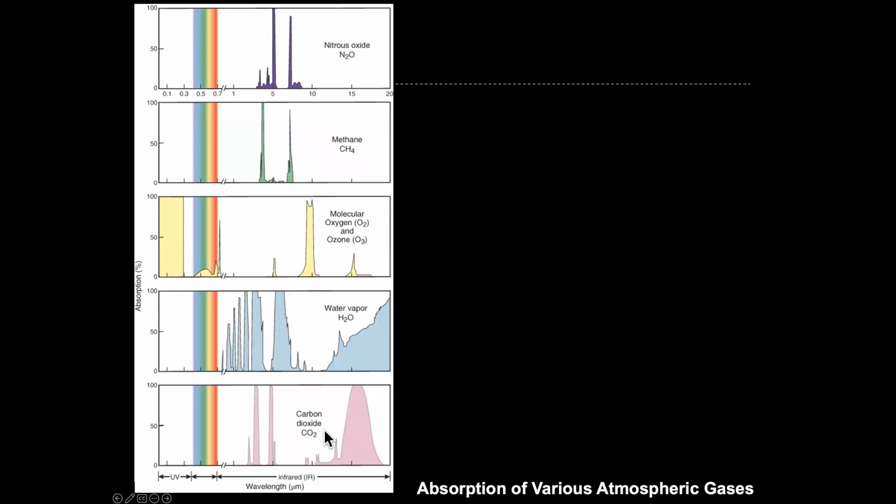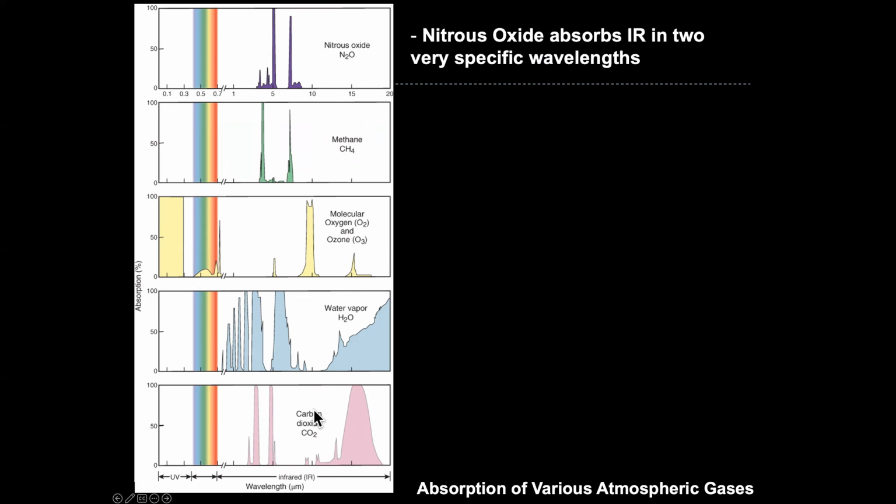So let's look at this. Here we have various molecules: nitrous oxide, methane, molecular oxygen, water vapor, CO2. Nitrous oxide absorbs IR in two very specific wavelengths. Notice this is absorption percentage, 0 to 100%. Nitrous oxide is very specific in the two windows in which it can absorb IR energy. So it is not a particularly good greenhouse gas, even though it is one.